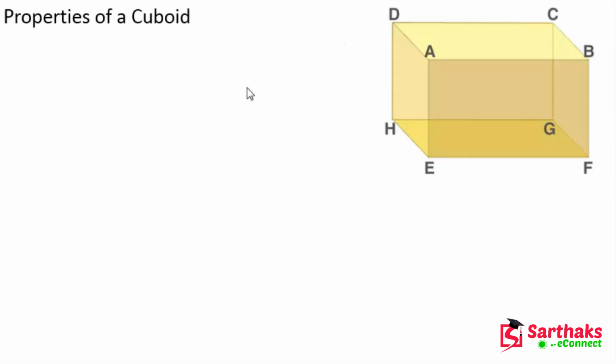So now let's talk about the properties of cuboid. The first property: we are talking about the faces of cuboid. Now what are the faces of cuboid? If you see in the figure, this is a cuboid. A cuboid is made up of 6 rectangles, and each of the rectangles is called a face.